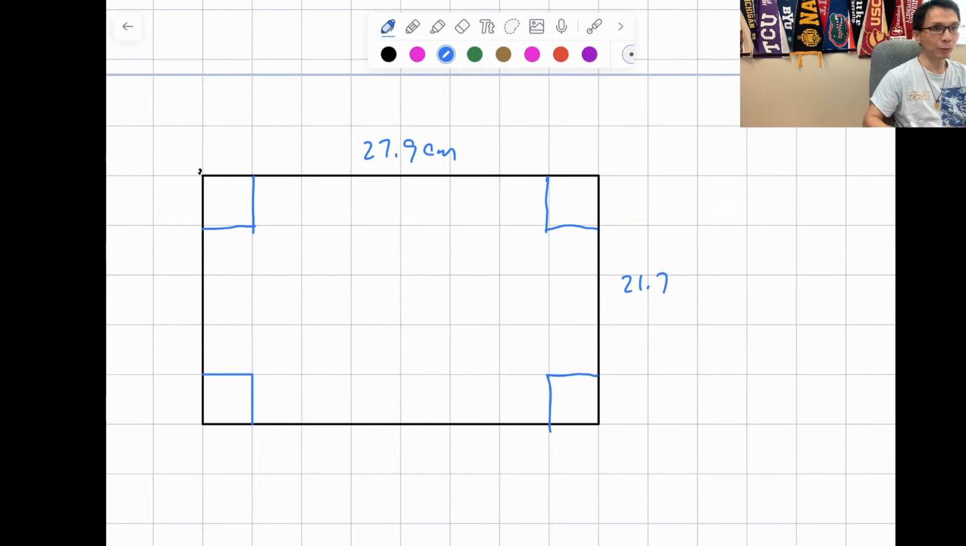The problem was we give you this piece of paper. It's just normal letter size paper. It has 27.9 centimeters on the, I don't know, this width or length.